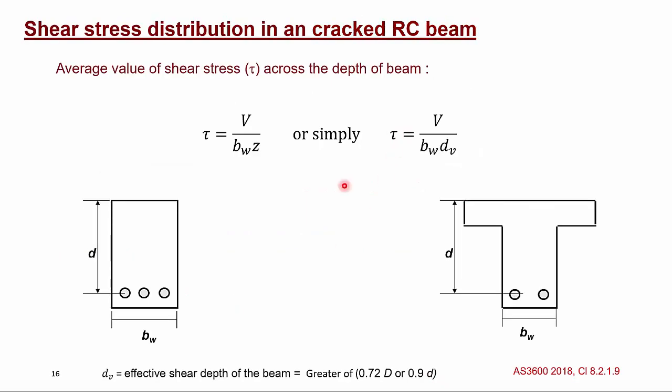Now if it is a T-beam, the average shear stress equation still holds true. Tau is equal to V divided by bw dv, where bw is the width of the web of the T-beam. dv is again the greater of 0.72D or 0.9d.